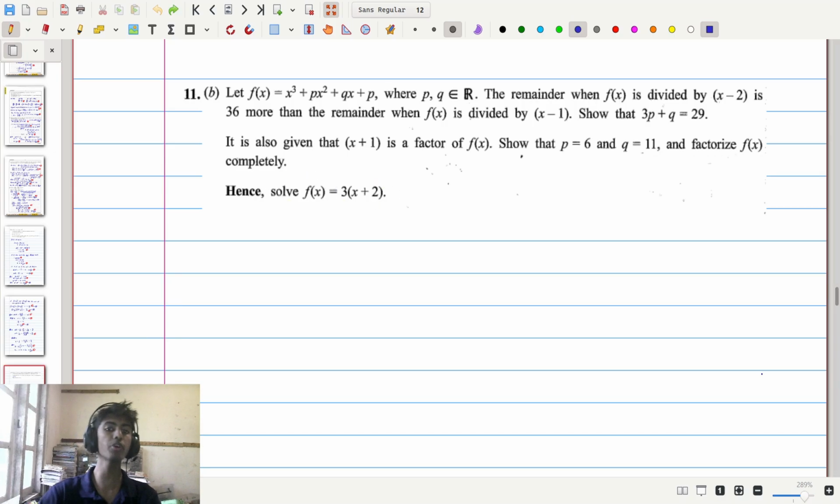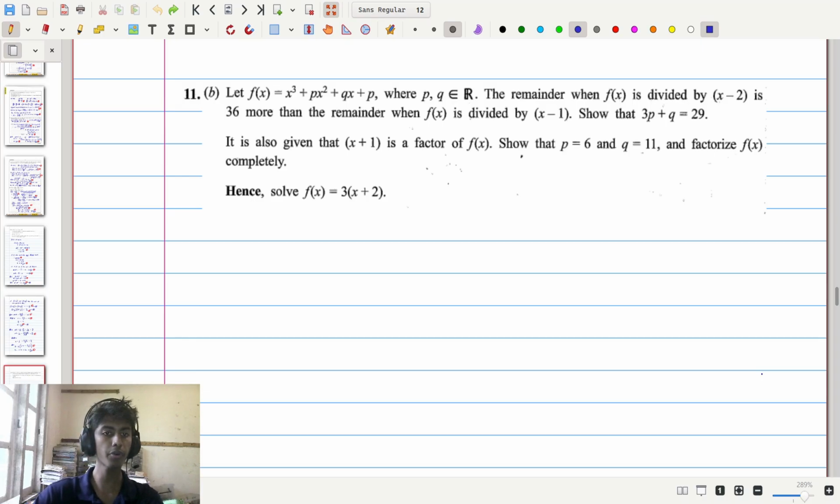Now to start off with this question, the first thing we need to do is use this fact right here, where if you have f(x) in this form, then the remainder when you divide f(x) by x minus 2 is 36 more than the remainder when you divide f(x) by x minus 1. We need to use that and the remainder theorem in order to find an equation that we can then use in order to show that 3p plus q is equal to 29.